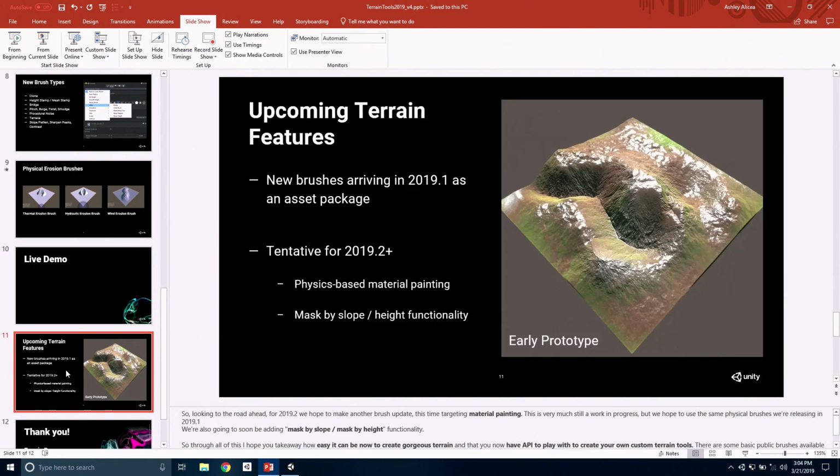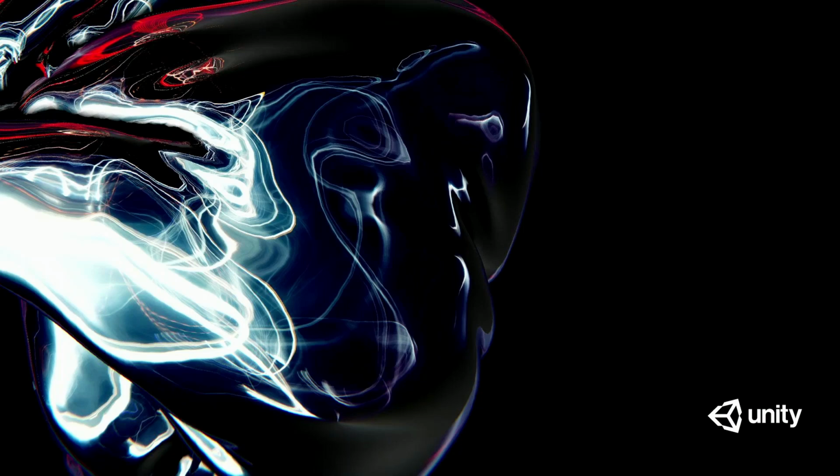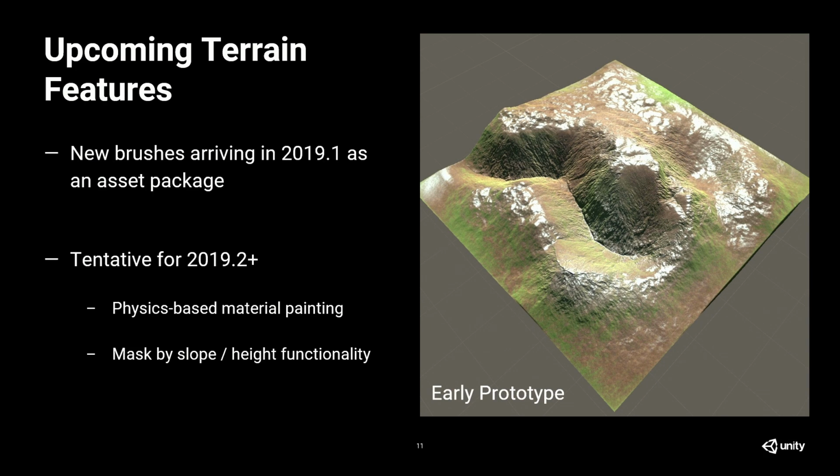I'll go back here. And now, all right, you see it, cool. So things to note. New brushes are arriving in 2019.1 as an asset package. So everything that you've seen is going to be coming up soon. And tentative for 2019.2 onwards, physics-based material painting. Also the ability to mask by slope and mask by height functionality is going to be coming in 2019.2 as well.